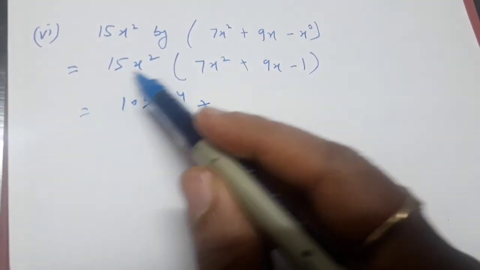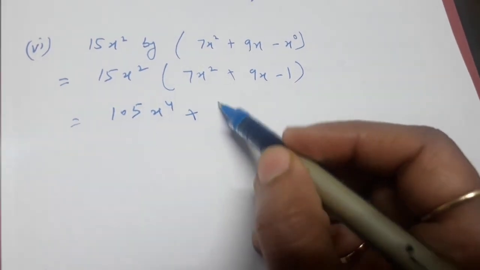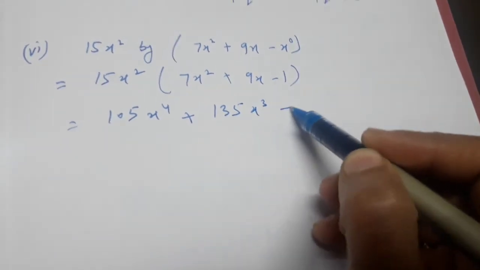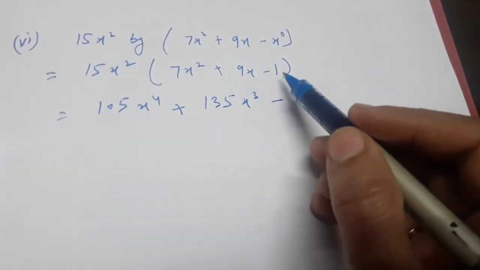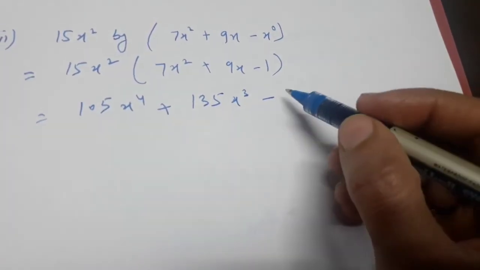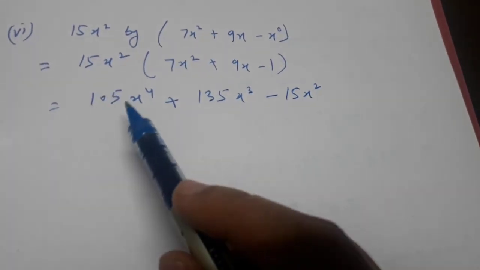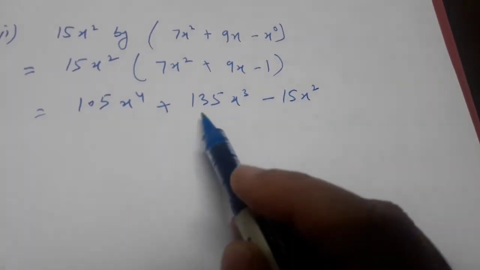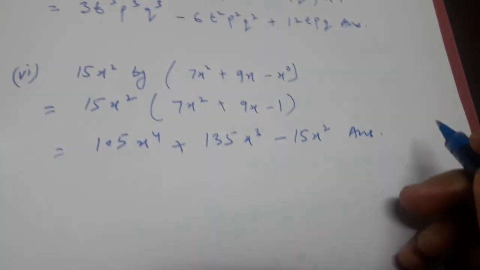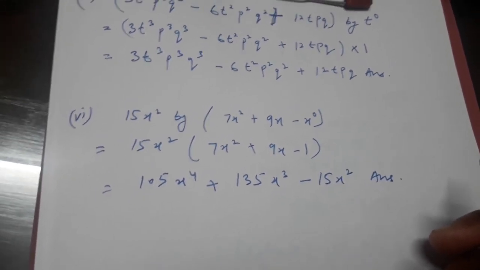Positive sign. Now this 15x square is getting multiplied by 9x. So 15 into 9 will be equal to 135. X square and x will become x cube. And 15x square is getting multiplied by 1 only. So what would be answer? Answer would be 15x square itself. So answer for sixth part is 105 x raised to the power 4 plus 135 x cube minus 15x square. This is our answer.